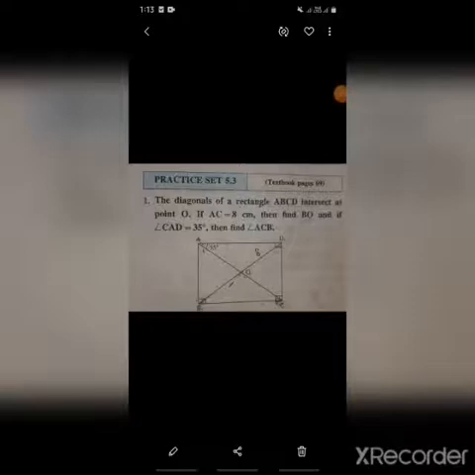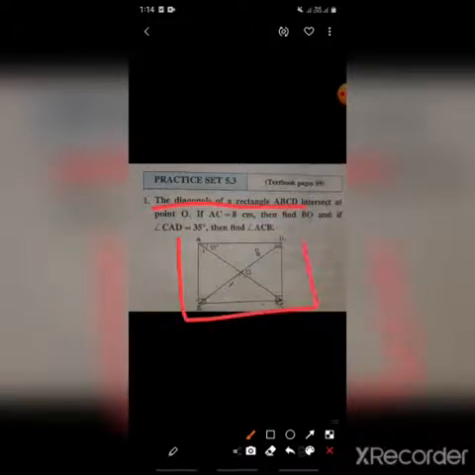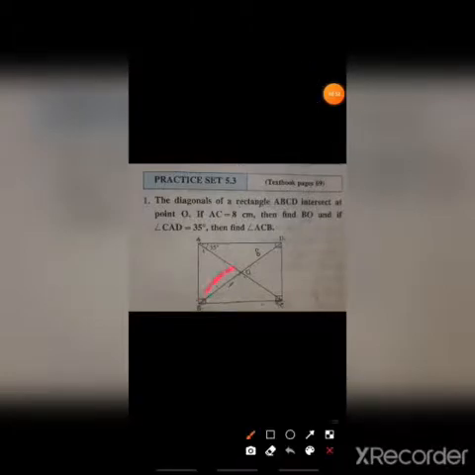Practice set 5.3. The diagonals of a rectangle ABCD intersect at point O. If AC is 8 centimeters, then find BO. What we have to find is BO, and AC is 8 centimeters.